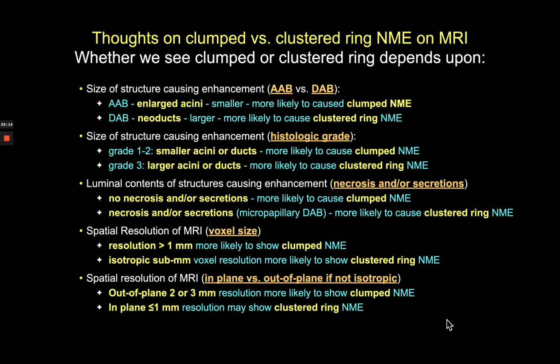So I've come up with some thoughts on clumped versus clustered ring enhancement on MR, and whether we're more likely to see clumped or clustered ring enhancement depends on, number one, the size of the structure causing the enhancement, AAB versus DAB. So in AAB, we have enlarged acini that are smaller. It's more likely to give us clumped. DAB with neoducts or involved native ducts, they're larger, they're more likely to have secretions or necrosis, and more likely to give us clustered ring.